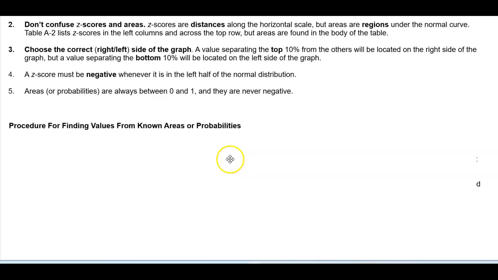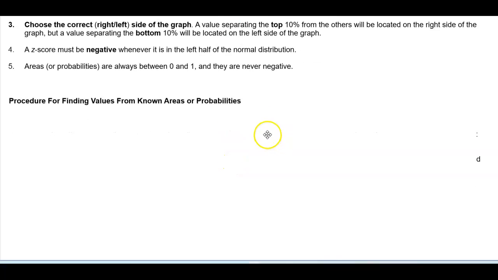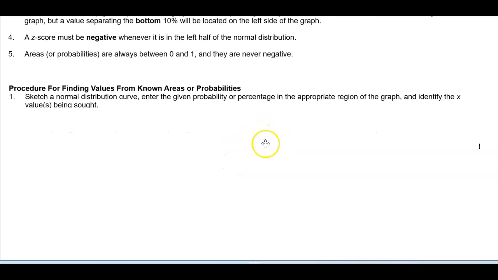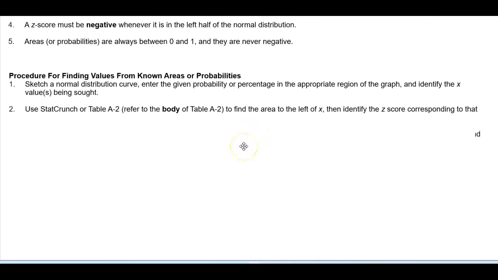Now the procedure for finding values from known areas or probabilities. Number one, sketch a normal distribution curve. Enter the given probability or percentage in the appropriate region of the graph, and then identify the x values being sought. Now, you're going to use StatCrunch or Table A2, where you refer to the body of the table of A2, to find the area to the left of x, and then identify the z-scores corresponding to that area.